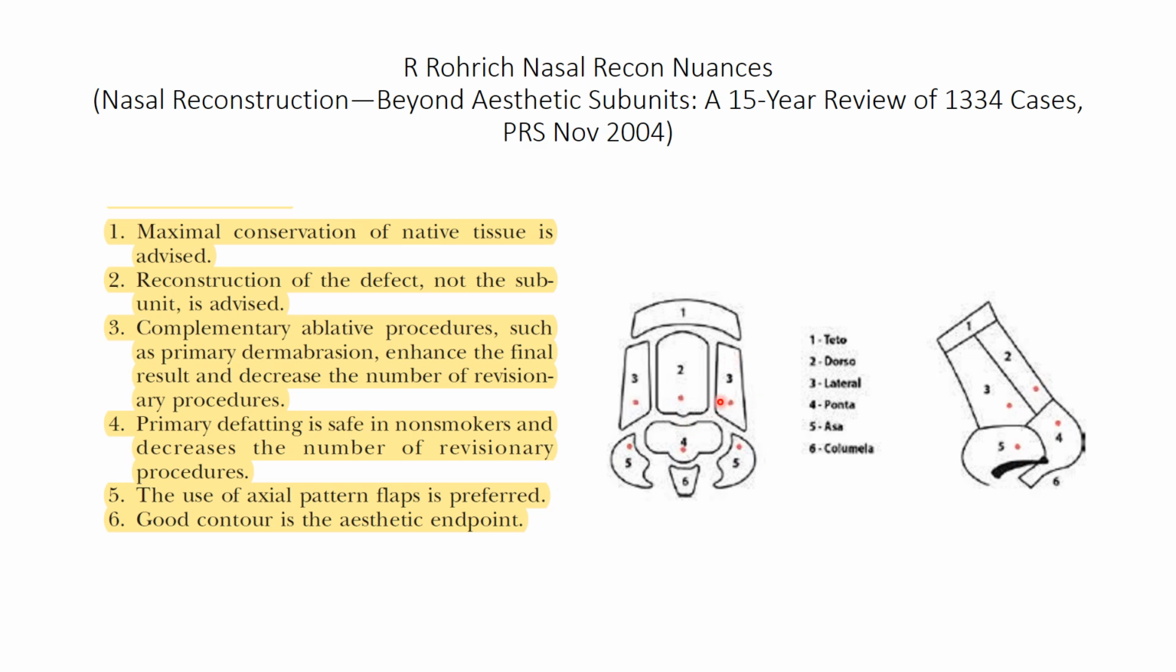And as an aesthetic craniofacial group, our aesthetic endpoint then would be a good looking nose, a good contour, both from the frontal view and the lateral. So that's about the aesthetic endpoint and the subunits.